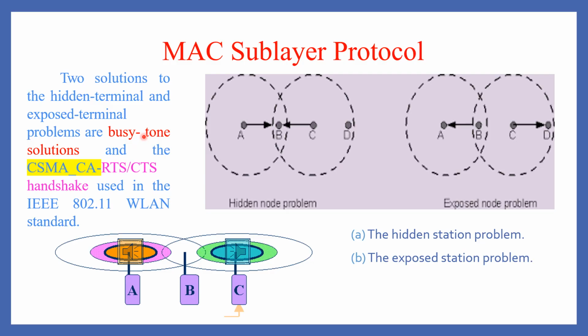What are they? The busy tone solution and the RTS and CTS handshake. RTS and CTS together, this process comes under CSMA CA, that is carrier sense multiple access with collision avoidance, because this is the answer for the collision. The earlier process we learned, they call CSMA CD, and this is CSMA CA.